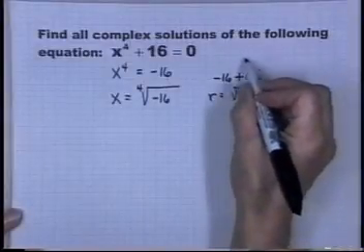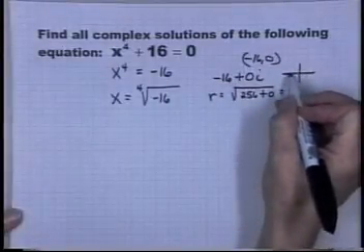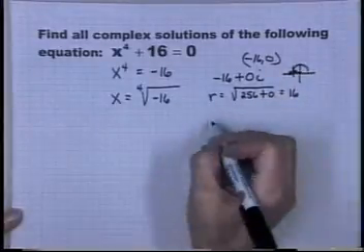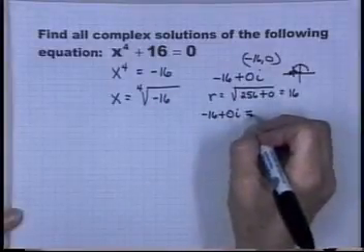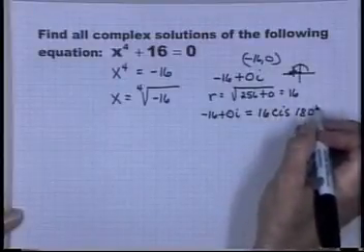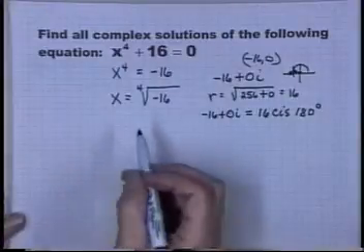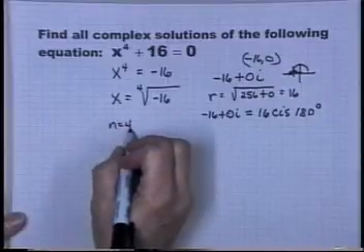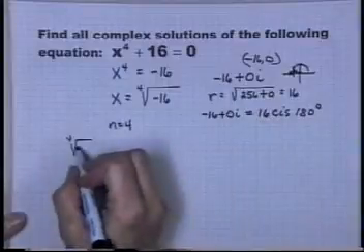Think about the ordered pair here. Negative 16, 0. Where would you graph that? Negative 16, 0. So your angle's what? 180 degrees. So negative 16 plus 0i is equivalent to 16 cosine 180 degrees plus i sine 180 degrees. Okay? Now, I want the fourth roots. So my n is a 4. Okay? So I want the fourth root of my r, the fourth root of 16.